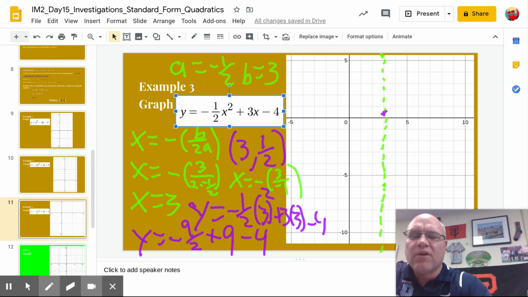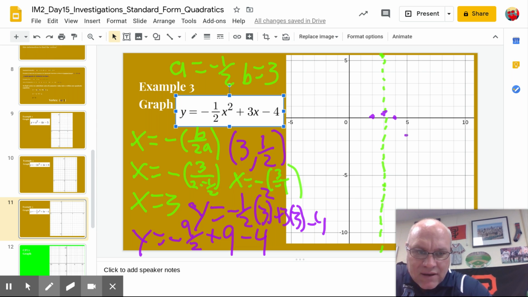So now, from here, the a value is negative 1/2. So I know when I go over 1, I'm going to go down because it's negative, and I'm going to go down only 1/2. Oh, that worked out nice. Now, when I go over 2, usually 2 squared is 4. 4 times negative 1/2 is negative 2, so I'm going to go down 2. So you have to be careful because I'm dealing with those halves. So I start at positive 1/2, so now I'm at negative 1.5.